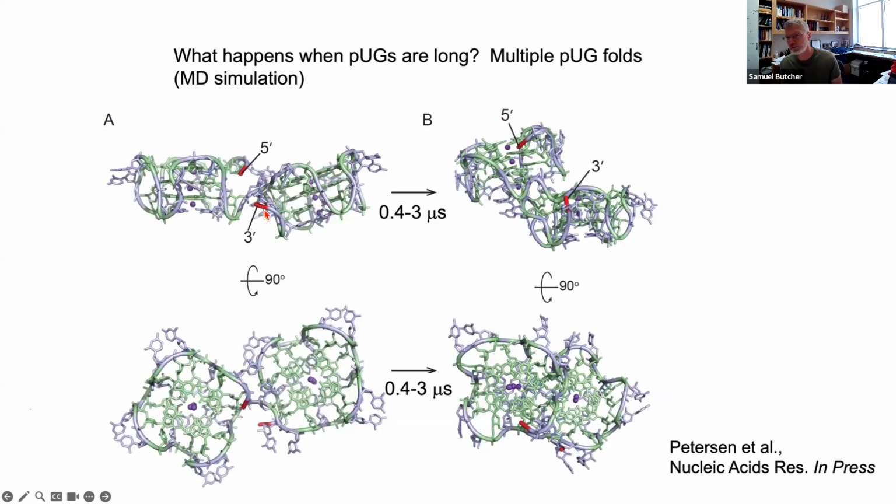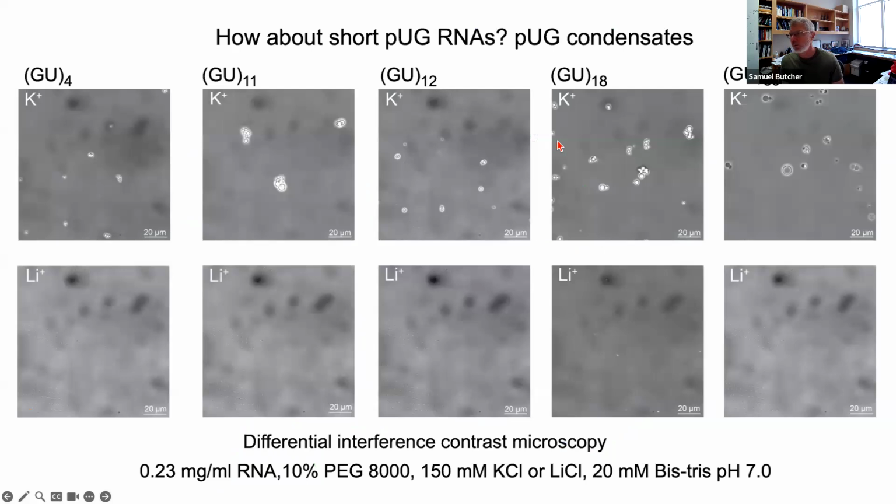We connect our crystal structure. We get something like this, but if we run it through MD simulation, they stack on each other and remain stable. And now you have room actually for a third PUG fold to form. Okay, what about short PUGs?